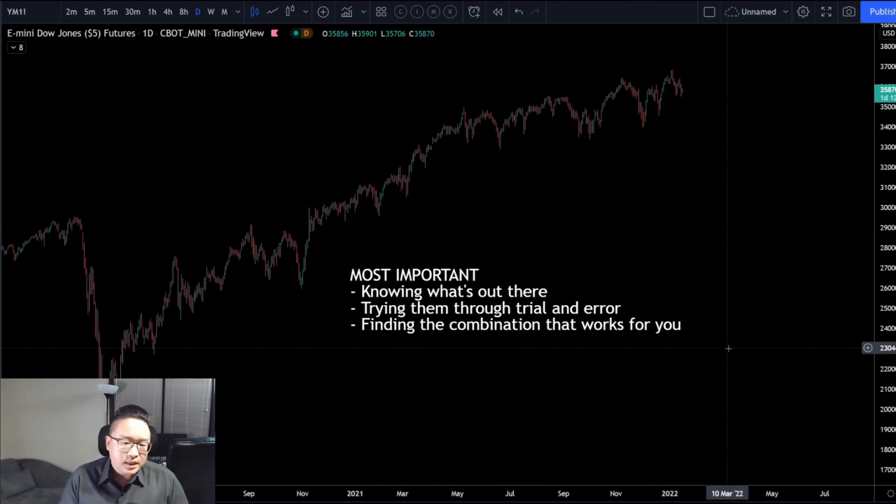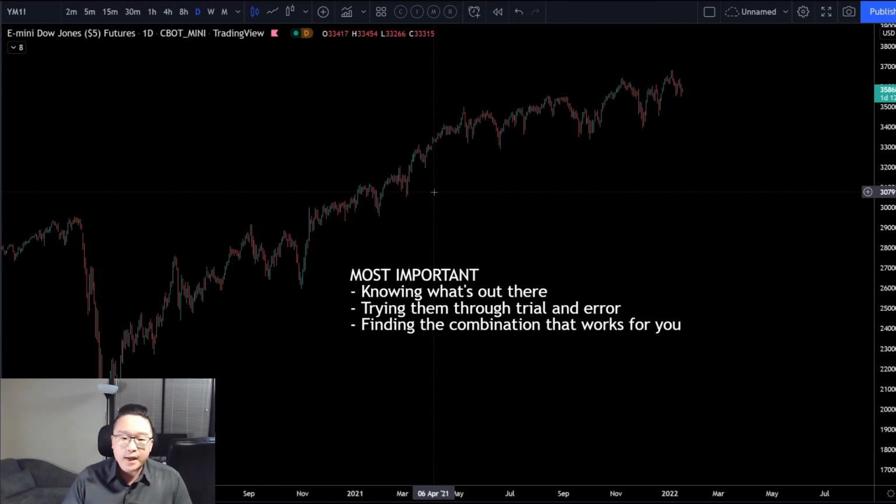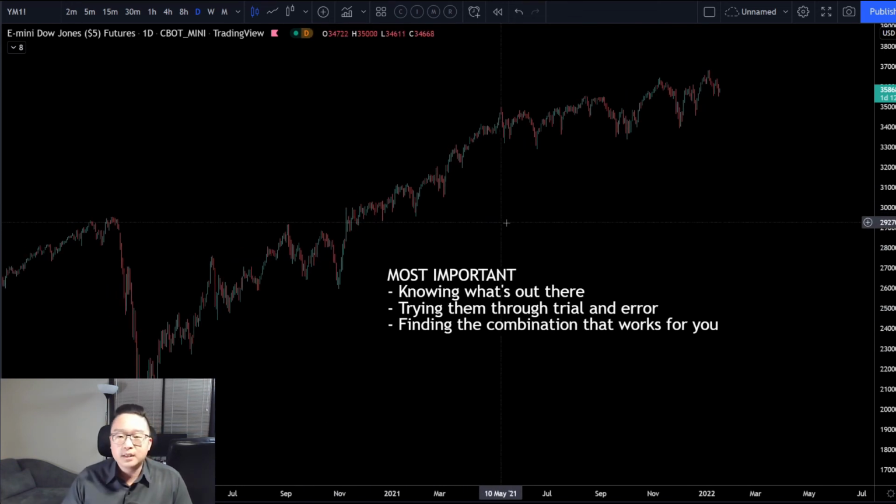And now onto our last topic, the most important. It is never going to be about what I'm using that's going to be right for everyone. The most important is knowing what's out there, trying them through trial and error, using different indicators, using different drawing tools, finding the combination that works for you, backtesting it. So if you come across a new indicator, a new drawing, what you could always do is backtest it, draw on the previous price actions, see how they react, and then find something that works best for you.